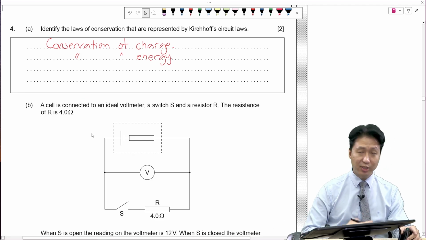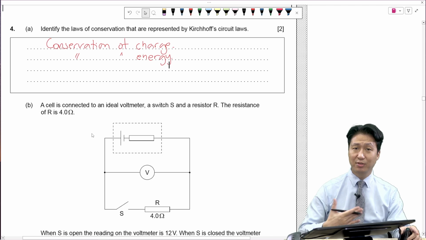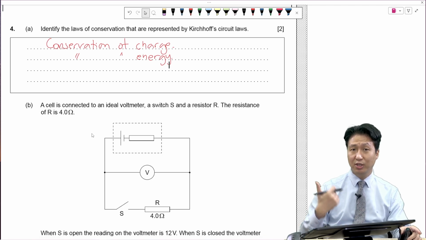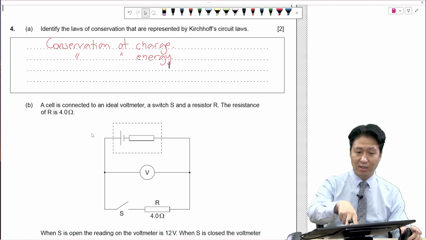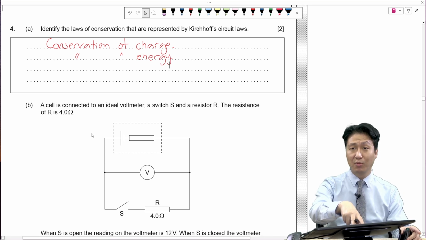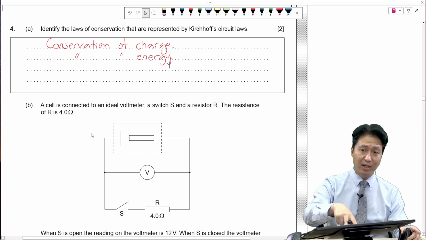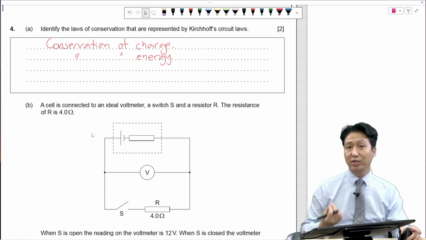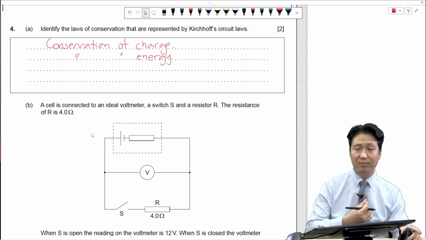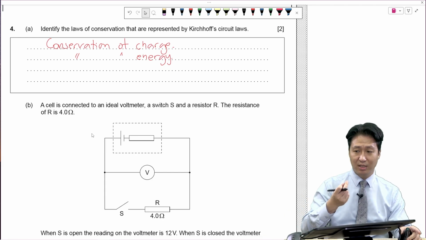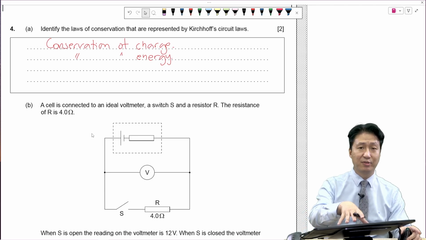And to be honest, there's not a lot of conservation laws related to this. You have the conservation of charge, conservation of energy. Some of the laws that are not actually part of the Kirchhoff's laws, but they're still there, is the conservation of momentum, which is not applicable. And the only other conservation laws that you probably know of are for the particles, baryons, leptons, and so on, which also are not applicable in this case.